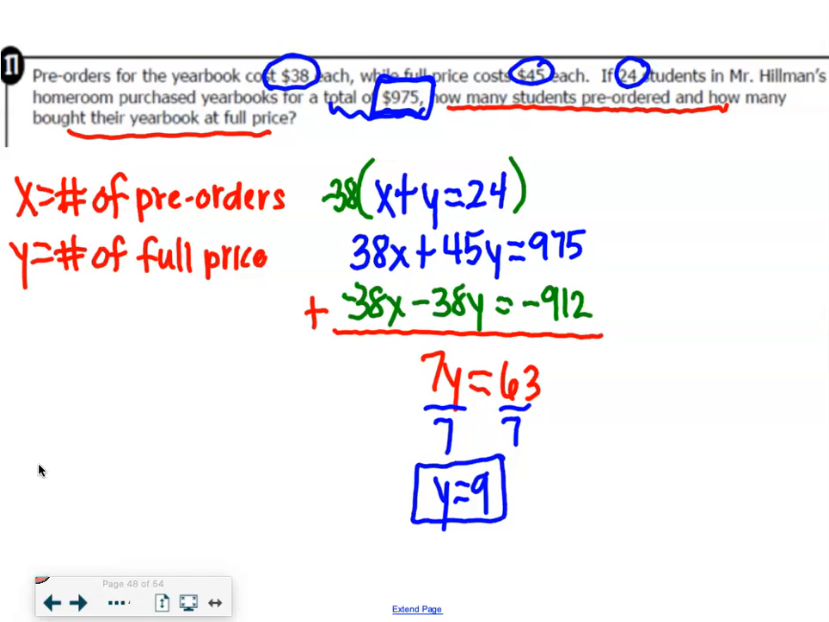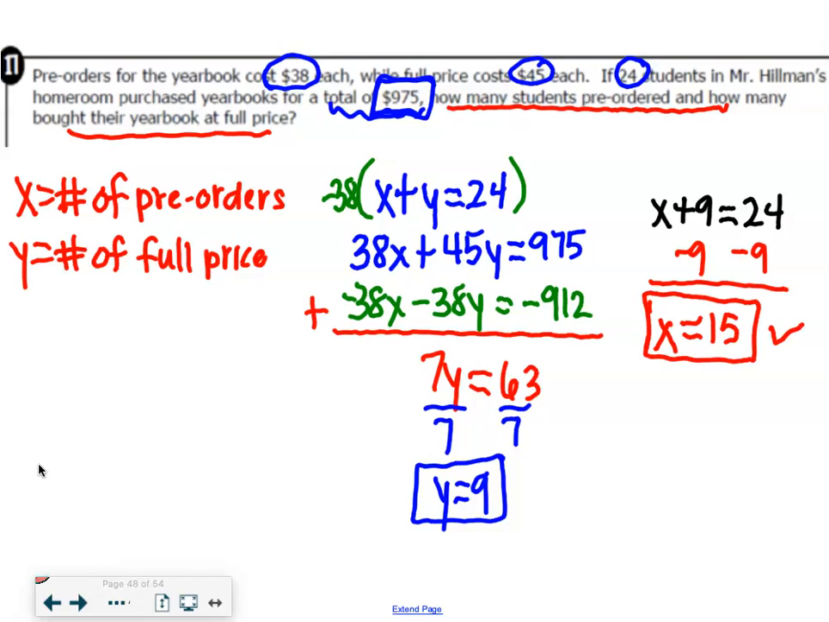Let's figure out how many people pre-ordered. So we're going to plug back in. So x plus 9 equals 24. Subtract out our 9. x equals 15. And again, I checked these, we're okay. But since it is, again, application, let's write out what this means. So we had 15 pre-orders, and we had 9 full price.